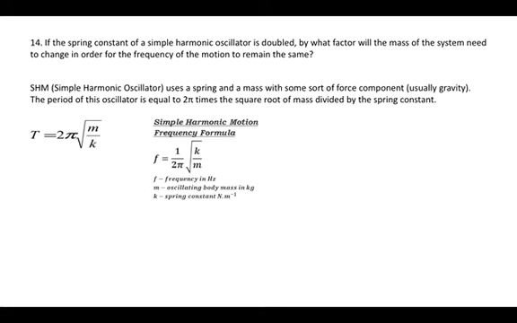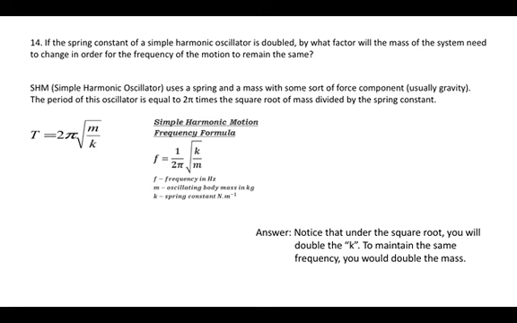So now we take a look at this formula, and although we don't have numbers, we can actually take a look at the question itself. It says if a spring constant of a simple harmonic oscillator is doubled, by what factor do we need to adjust the mass? Well, it's fairly obvious here that k is under the square root. So if I put a 2 next to the k, I would need to put a 2 next to the m so they cancel and nothing would change. So again, notice that under the square root, you double the k. To maintain the same frequency, you would double the mass.